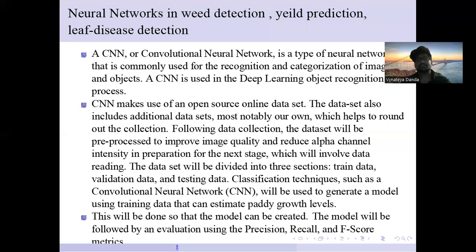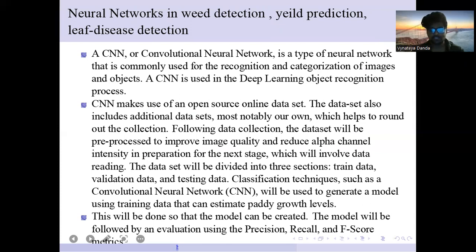Now, neural networks in weed detection, yield prediction, and leaf disease detection. So here, as we know, the CNN, which is the convolutional neural network, is a type of neural network that is commonly used for the recognition and categorization of images and objects. A CNN is used in the deep learning object recognition process. CNN makes use of an open source online dataset. The dataset also includes additional datasets, most notably our own, which helps to round up the collection.